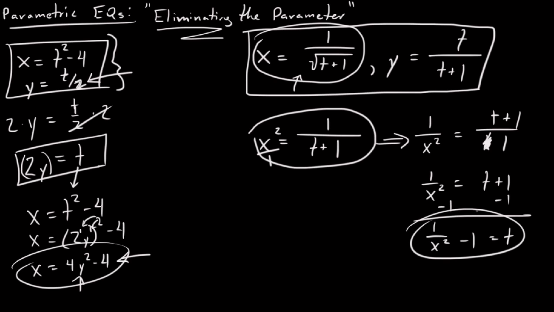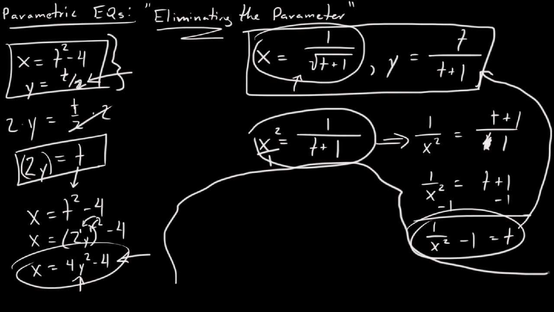So now we'll keep this in our pockets, because what we're going to do is substitute this in for t, but in the other equation. So I'm going to try and make some room here, a little bubble. Hopefully that'll work for us. We say, okay, so let's bring down this y equation. Of course, we had y was equal to t over t plus 1.